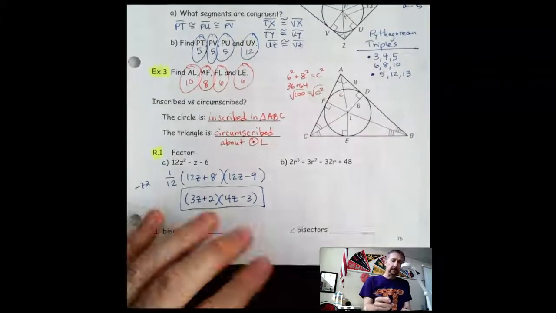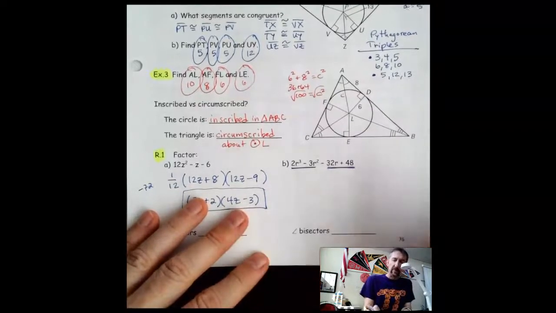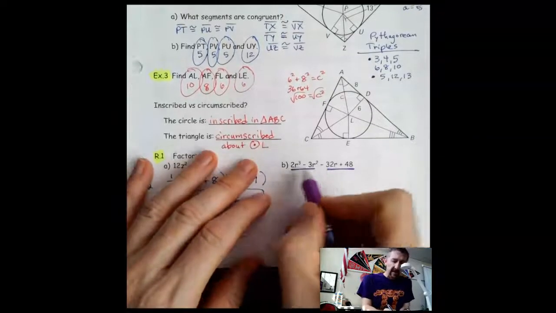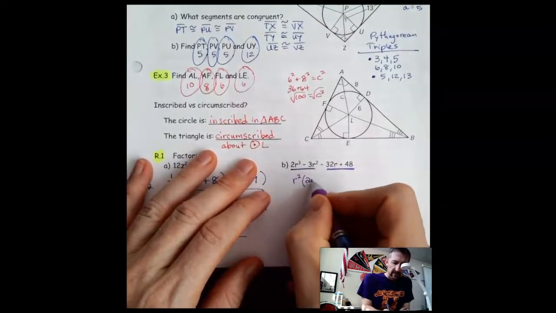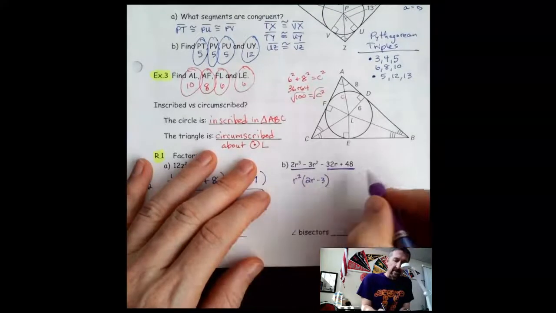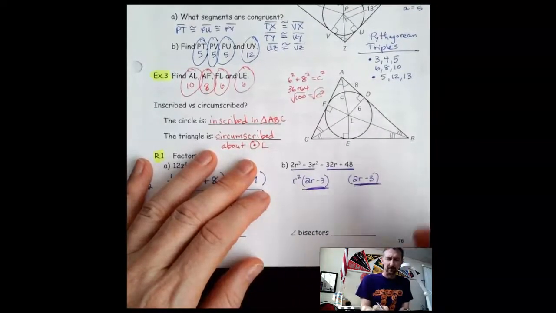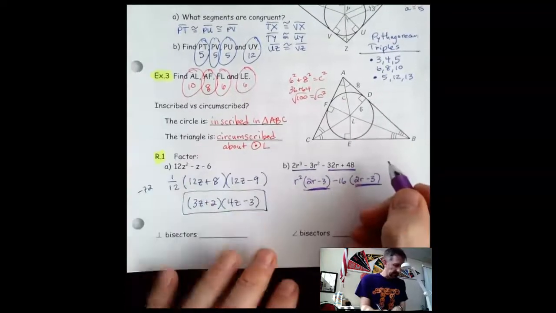Okay, so when you see 4 terms, usually that's factoring by grouping. So we have 2 groups. We're going to put that in a group, put that in a group, and we're going to factor. So we can factor out an r squared out of this group. That's going to leave us with 2r minus 3. Now that tells you that the second one should be the same thing. These should be the same. That also helps you factor this. So that's going to be negative 16.